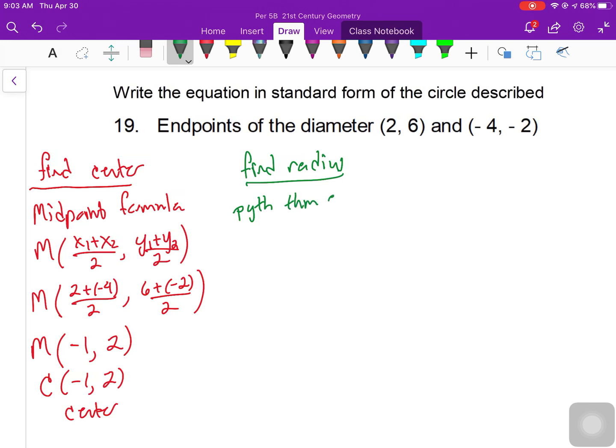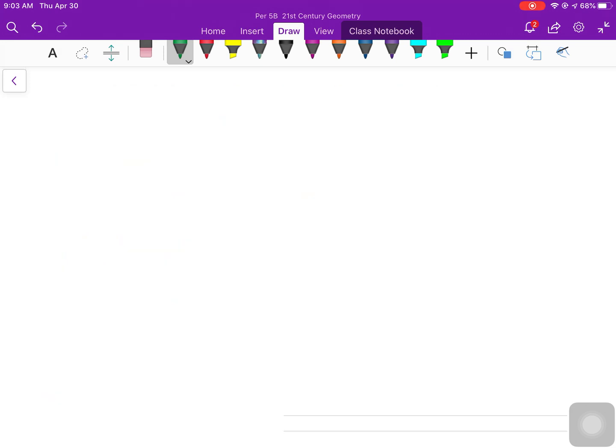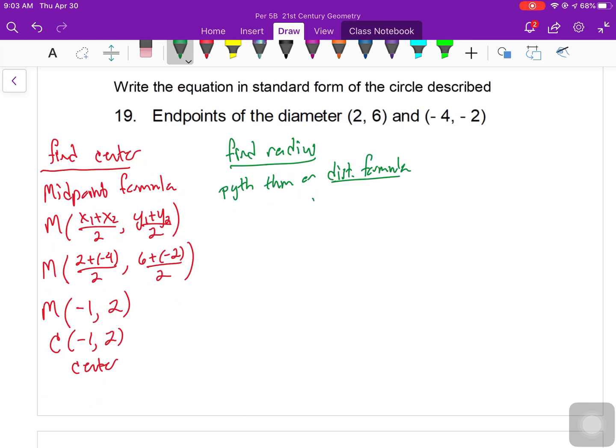Now, the radius can be found by using either the Pythagorean theorem or the distance formula. This time I'm going to use the distance formula. And I have to go from the center, negative 1, 2, to one of the endpoints. I'm going to go to 2, 6.